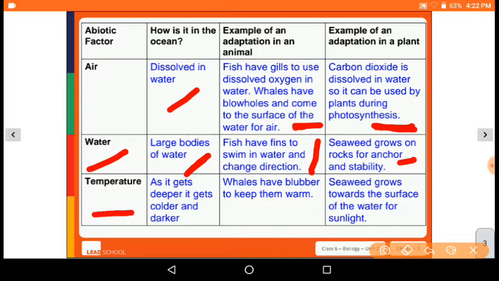Last one is the temperature. As we get deeper, it gets colder and darker. Whales have blubber to keep them warm. Seaweed grows towards the surface of the water and the sunlight.